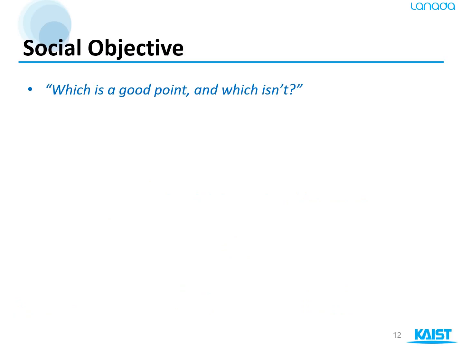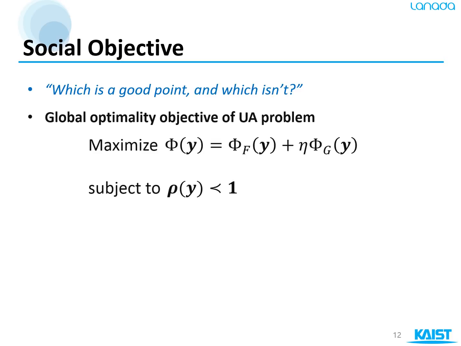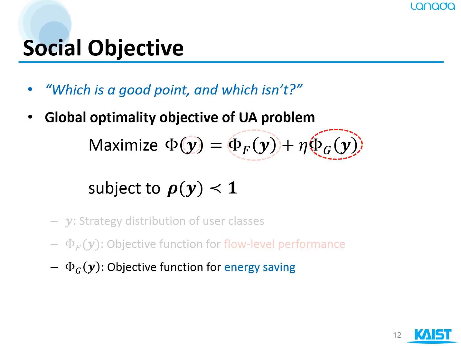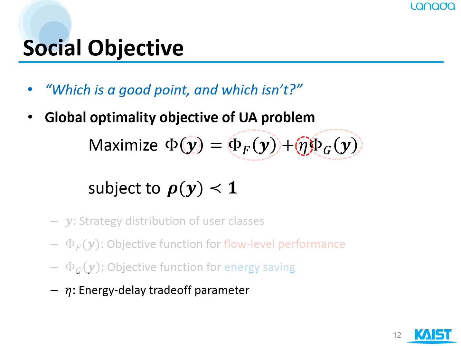First, the social objective. The social objective answers the question of which is the good point and which is not. We answer this question by suggesting the global optimality objective of the user association problem, which is this objective function. Here, Y is the strategic distribution of user classes, which is the base station selection. And phi F(y) is the objective function of flow level performance, and pi G(y) is the objective function for energy saving. The details of these functions are introduced in the paper. And the eta value is the energy-delay trade-off parameter: the larger the value of eta, the more focus on the energy saving rather than flow level performance. And the constraint is that the load of the base station cannot exceed the value of 1.